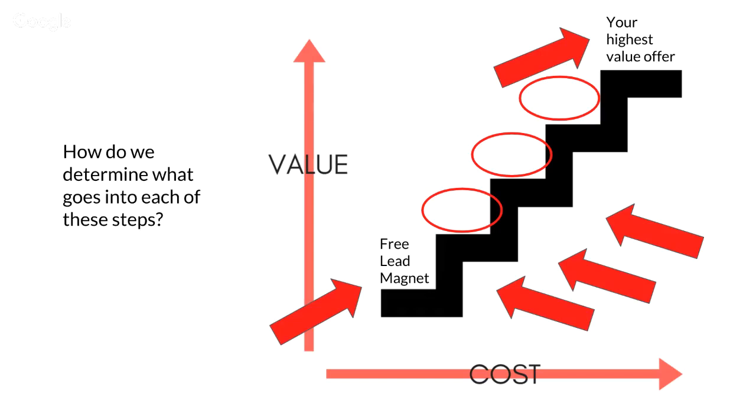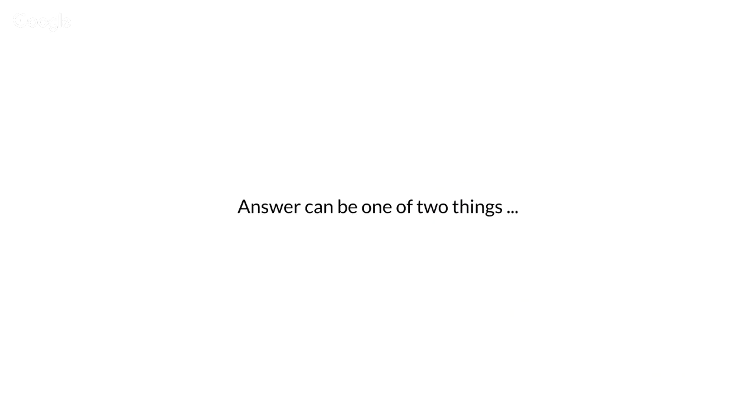So we've got the free lead magnet at the bottom, we've got your highest value offer at the top, but what goes in between, and really what makes up your free lead magnet, and what makes up your highest value offer? So as you can see here, it's pretty impossible for you to determine what your free lead magnet is if you don't understand, or at least have a conceptual idea of what comes after it in the value ladder.